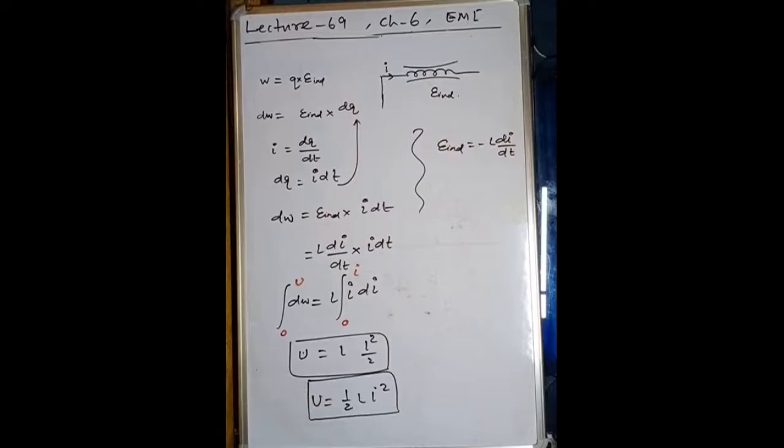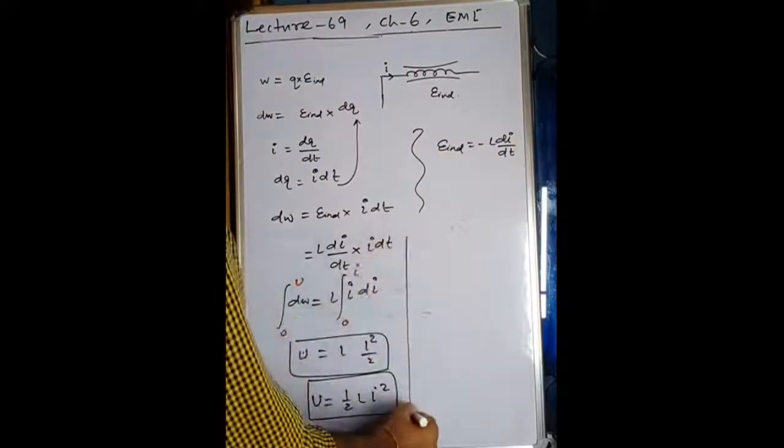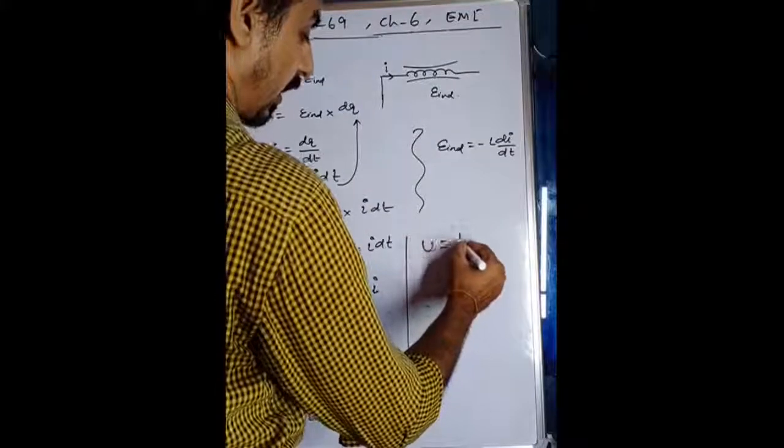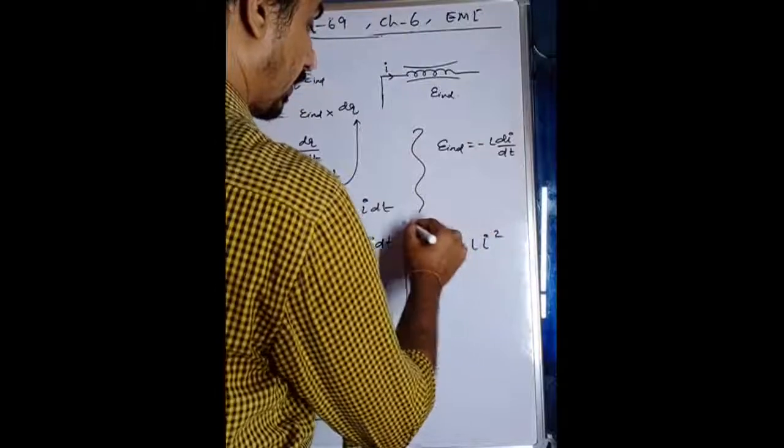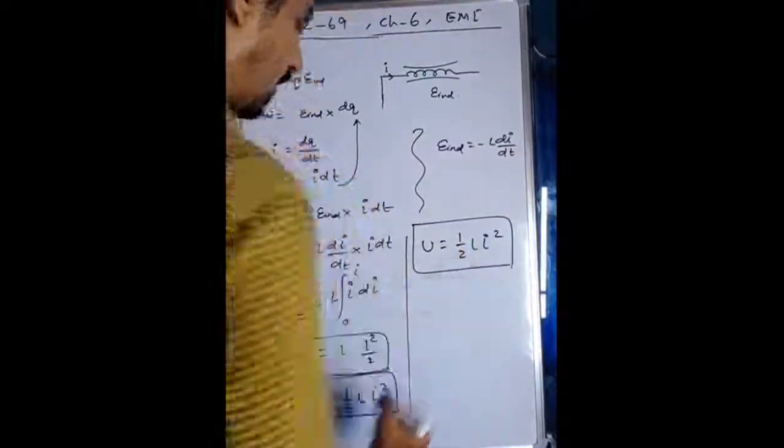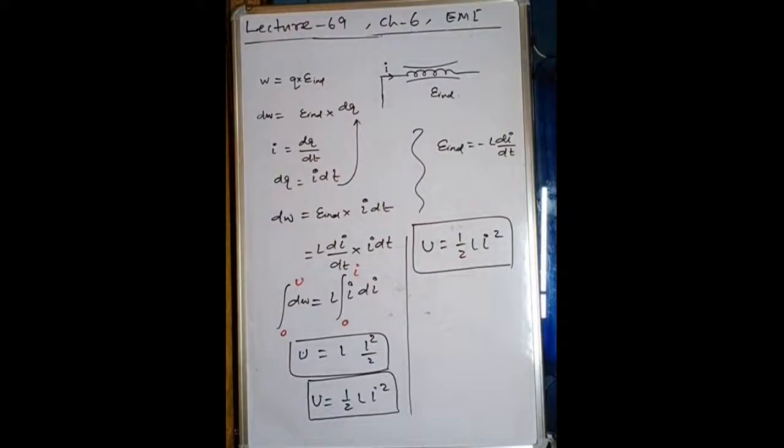Okay, my dear students, if we use this negative sign over here, then you will get the negative sign of energy, and this energy actually converts in the form of electromagnetic wave. So this inductor is also used to produce electromagnetic waves. Okay, so try to remember, and this is a very simple derivation, my dear students. U is half Li square. Okay, try to remember, this is U equals half Li square.